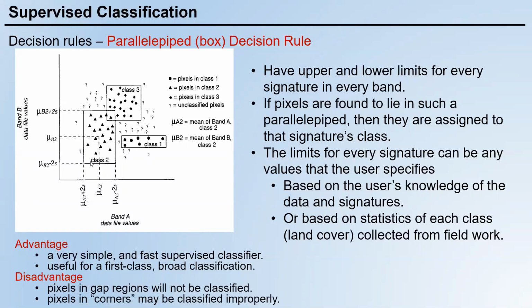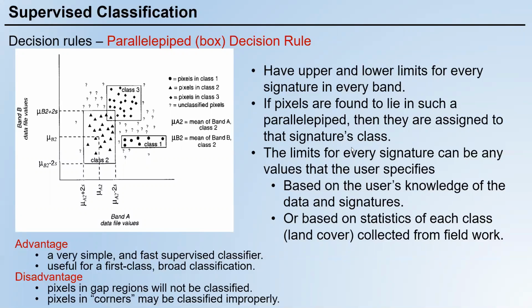And there is an upper and lower limit, then there are also left and right limits for this box. It's just an example. You can also find centers and limits for class 3 and class 1. So this method is very straightforward. If a pixel is included in a specific box, then that pixel belongs to that class. If pixels are found to lie in such a box, then they are assigned to that signature's class.